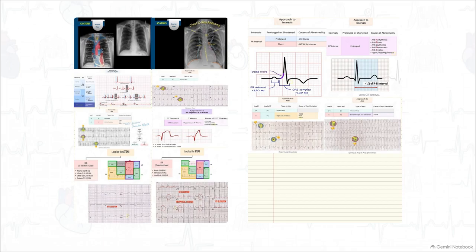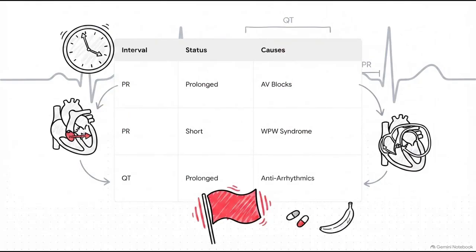This visual difference is a massive clue. It tells us that the right side of the heart is working way harder than it should be, which points us toward conditions like right bundle branch block or right ventricular hypertrophy. And just as important as direction is timing.